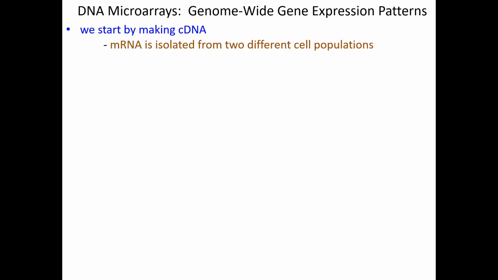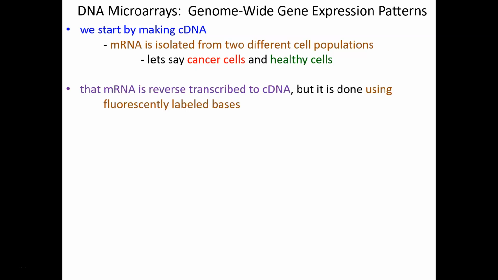So mRNA is isolated from 2 different cell populations. Let's say, for the sake of example, cancer cells and healthy cells. So we might have healthy lung cells in one population and cancerous lung cells in another. We lyse those cells open and we extract and isolate the messenger RNA from all of those cells. And then we reverse transcribe that messenger RNA to cDNA.